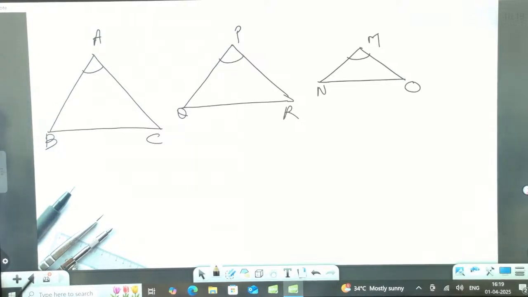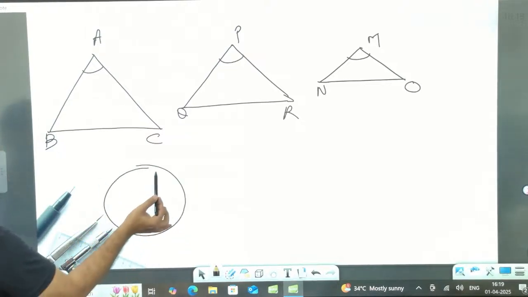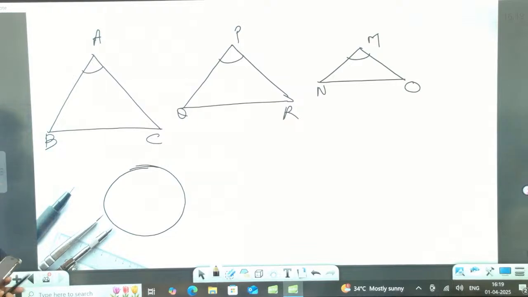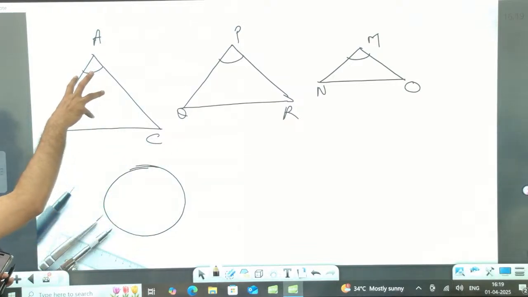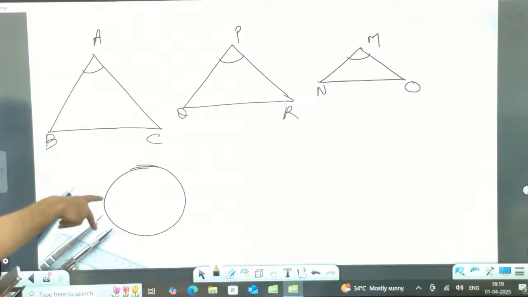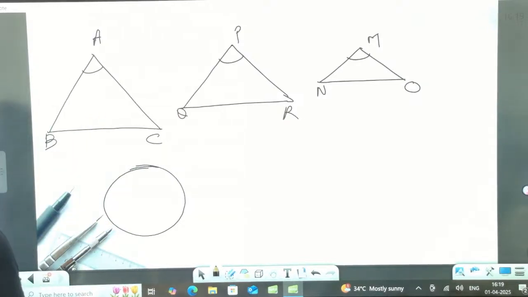What he is trying to say is, let's say I have one circle also. If I want to place this circle on this triangle, it cannot be placed because these two shapes are totally different. Okay, right, next one.